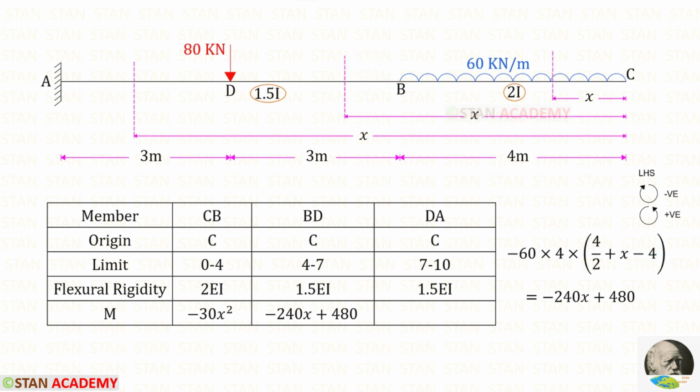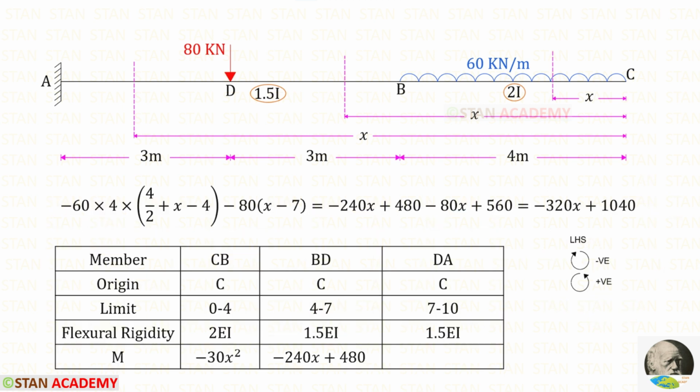After simplifying, we will get this. Let us apply that. Now let us find the moment M in dA. Up to the section we have UDL and the point load. The UDL is acting in the clockwise direction so that it will be negative. The distance is 4. Then we have to open a bracket. We have to divide the distance by 2. Then we have to add the remaining distance. This distance is x minus 4.